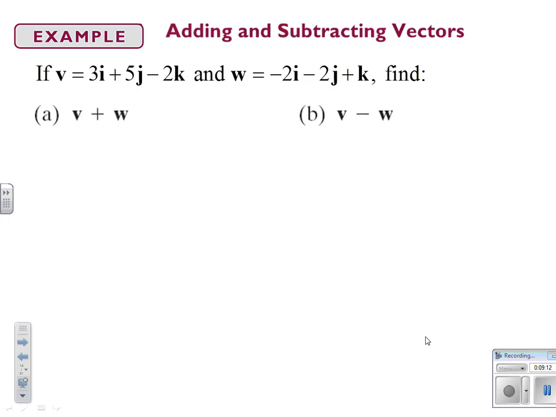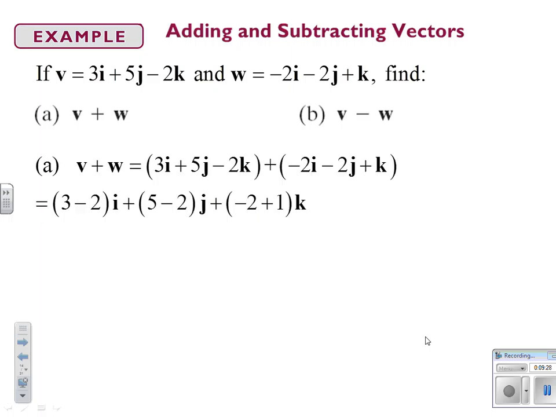All right, so let's do some operations on some vectors. If I have v equals 3i plus 5j minus 2k, and w is equal to -2i minus 2j plus k. If I want to add those two vectors together, I just go ahead and add the i coefficients together to get my new i, my j coefficients to get my new j, and my k coefficients to get my new k. So 3 minus 2 is 1i, 5 minus 2 is 3j, and -2 plus 1 is -1k.